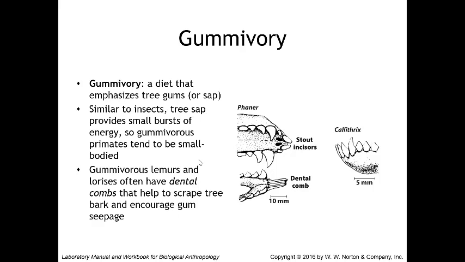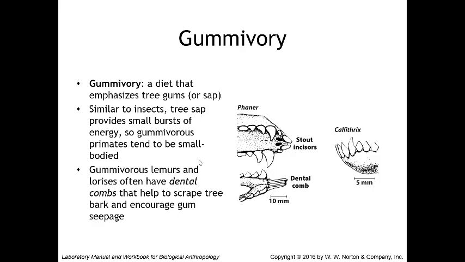So they'll offset that diet with bugs and stuff like that. So you'll often see they'll have sharp molars in order to offset with the insects. But what I'm trying to get at here is that tree sap provides small bursts of energy.